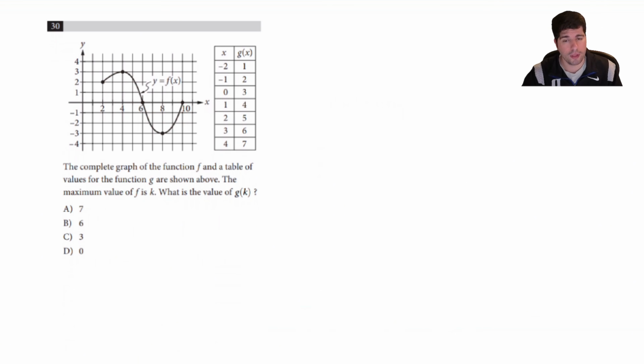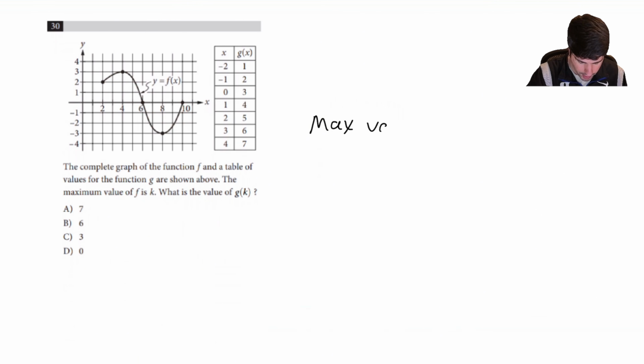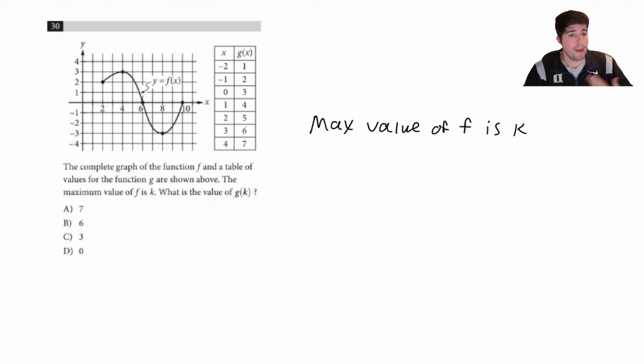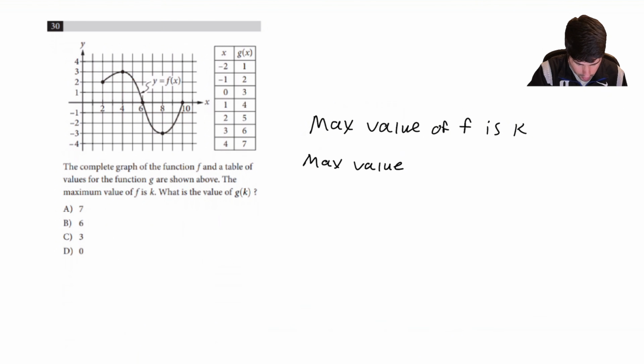We're just going to follow along with the information that they give us. We're told that the max value of f is k, so the maximum value that f attains is k. However, from the graph, we can see what the maximum value that f attains is. Just looking at this, the maximum value that f attains is 3. So the max value of f is 3. That's what we see visually from the graph. Well, then k is equal to 3.